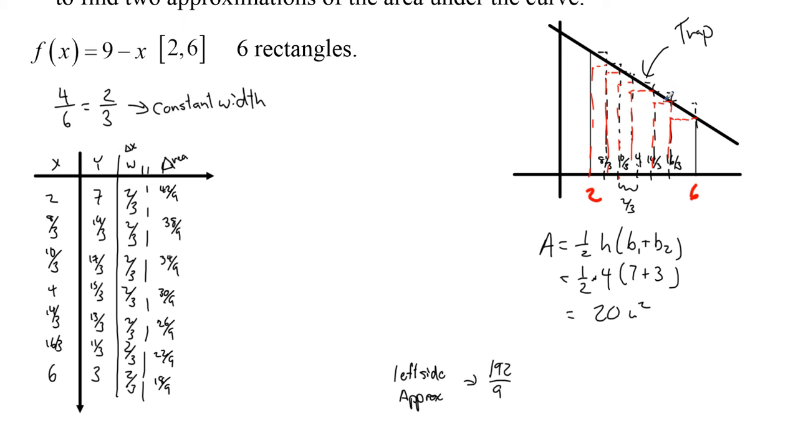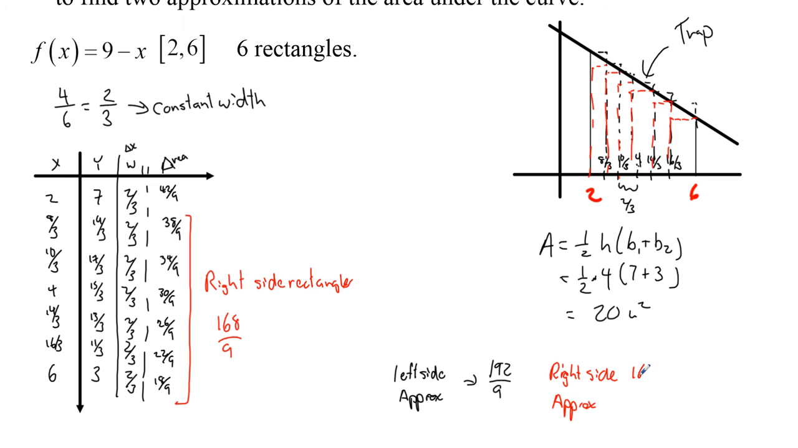Now, if you look, this red triangle right here is the same as the black triangle right there. So my right side approximations are these 6 rectangles. And so this is my right side rectangles. And their sum, when you add them all up, that comes out to be 168 over 9. So my right is 168 over 9. And both of those approximations are close.